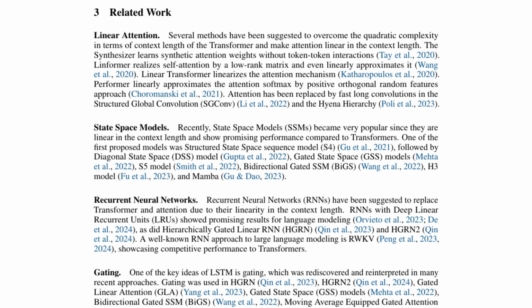Recurrent neural networks. Recurrent neural networks have been suggested to replace transformers and attention due to their linearity in the context length. RNNs with deep linear recurrent units showed promising results for language modeling, as did hierarchically gated linear RNN and HGRN2. A well-known RNN approach to large language modeling is RWKV, showcasing competitive performance to transformers.